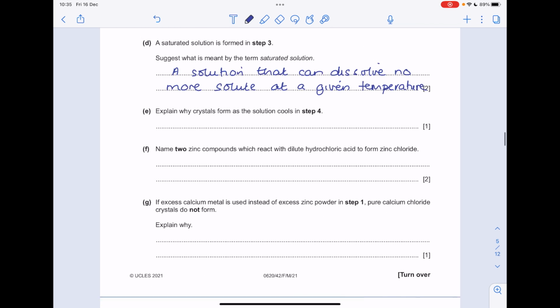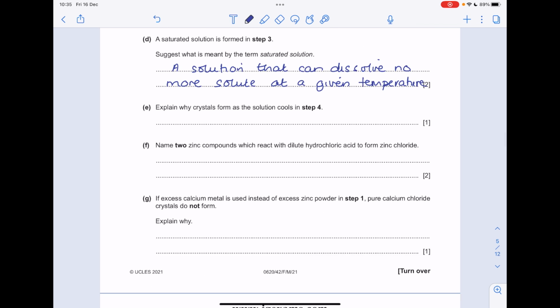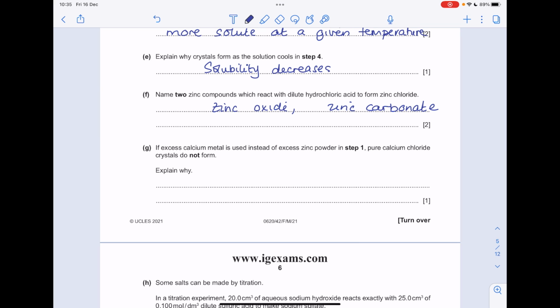Explain why crystals form as the solution cools. This is all to do with solubility decreasing when the temperature decreases. Name 2 zinc compounds that react with dilute hydrochloric acid to form zinc chloride. You could use zinc oxide and zinc carbonate. If excess calcium metal is used instead of excess zinc powder in step 1, pure calcium chloride crystals do not form. Explain why. The problem here is that calcium is pretty reactive, so it actually reacts with the water.